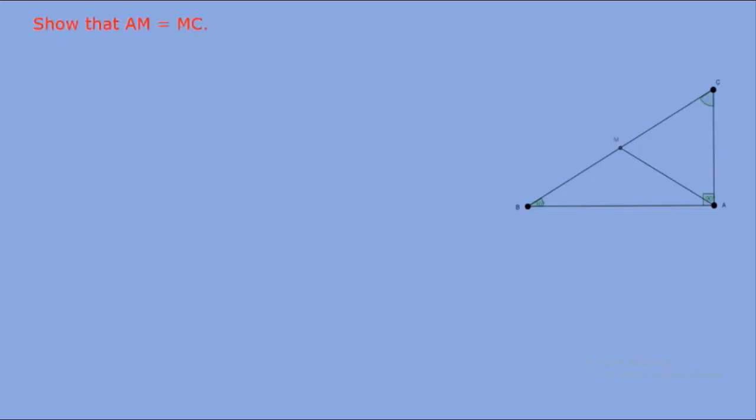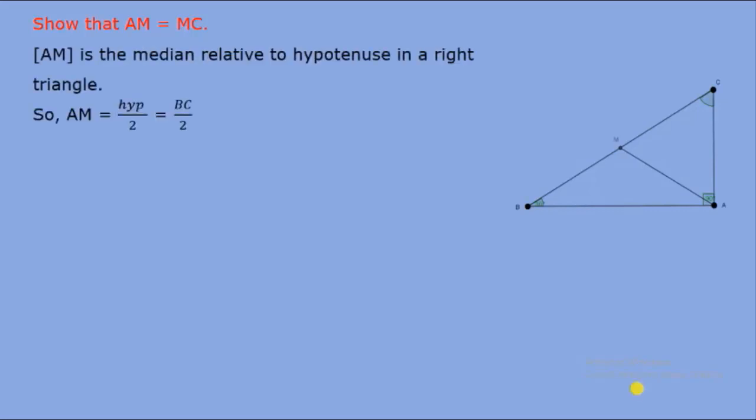The first step is to show that AM is equal to MC. How to show that AM is equal to MC? We have AM is the median relative to the hypotenuse BC, since M is the midpoint of BC. AM is equal to half BC, since ABC is a right triangle and AM is the median relative to the hypotenuse. So, AM is equal to the hypotenuse over 2, which is BC over 2.